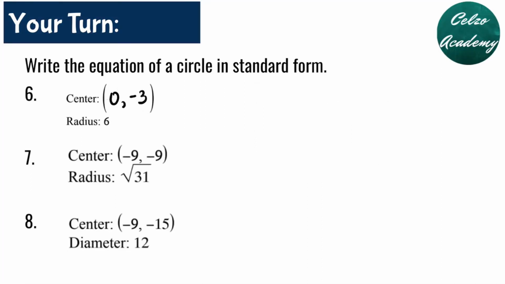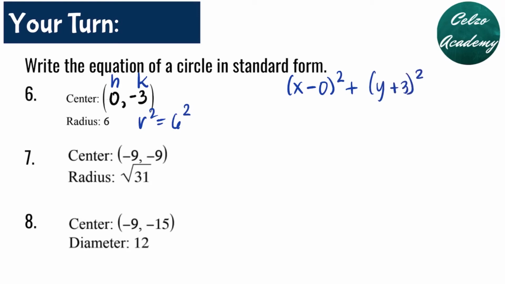For question number 6, the center is (0, -3), and the radius is 6. This means that h is 0 and k is negative 3. Also, the radius is 6, so this means r square is 6 square, or that is 36. So to write the answer, we will have (x - 0)² + (y - (-3))², that's (y + 3)², is equal to r square, which is 6 square, or 36. Simplifying this, x minus 0 is the same thing as x, so we can write the answer for number 6 as x² + (y + 3)² = 36.